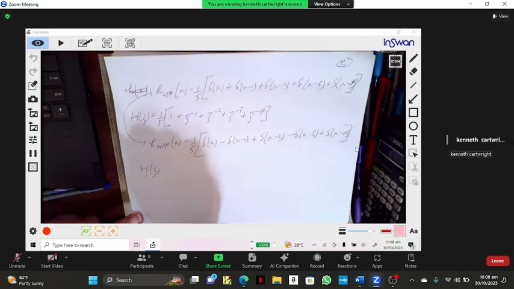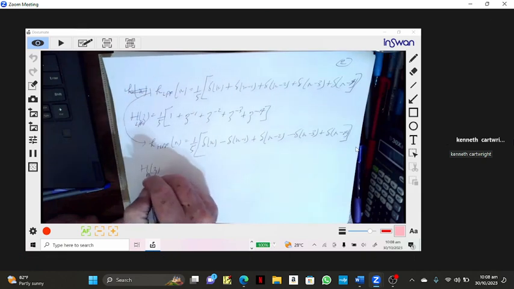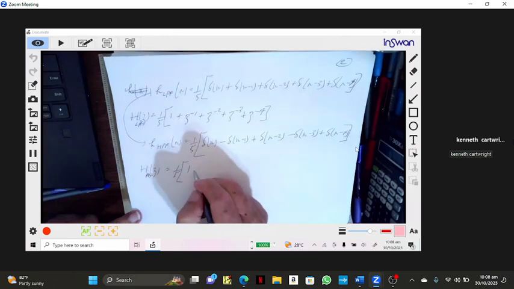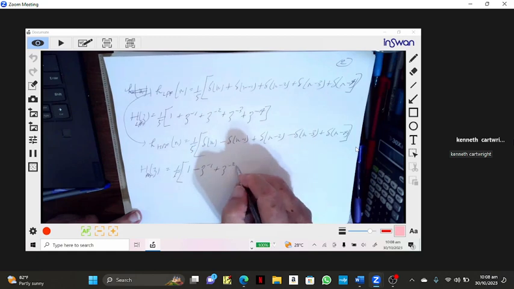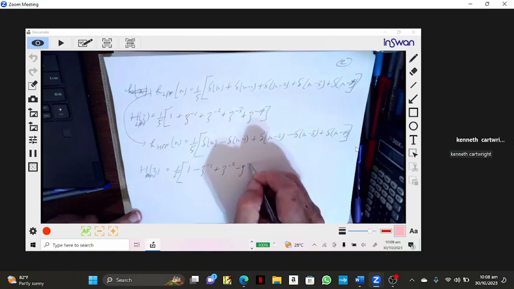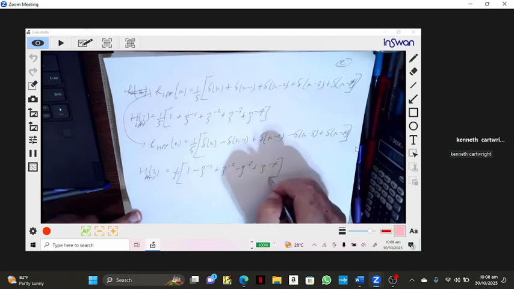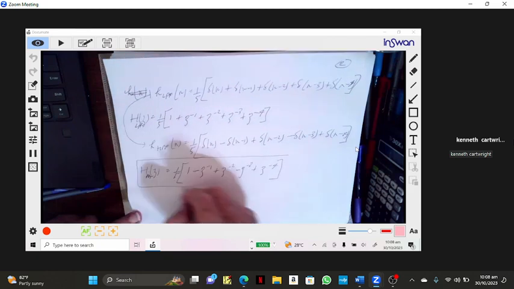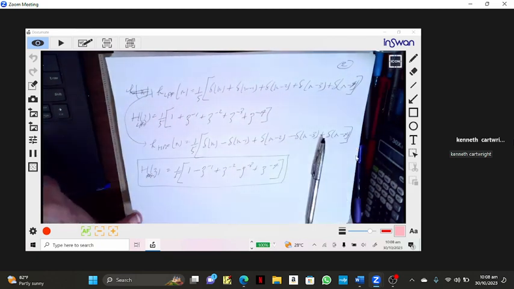So this is for the low-pass filter. It's for the high-pass filter: 1 minus z to the -1 plus z to the -2 minus z to the -3 plus z to the -4. I'm going to plot this to show you that that's a high-pass filter.